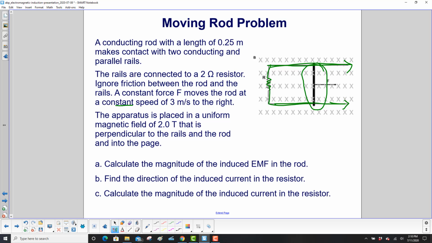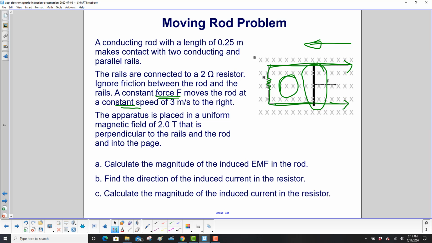Okay, that might set off some bells right now. How can a force have zero acceleration? Well, there's going to be a force from the magnetic field in the opposite direction that will balance it out. The apparatus is placed in a uniform magnetic field of 2 Tesla that is perpendicular to the rails and the rod and into the page. That's all these X's here.